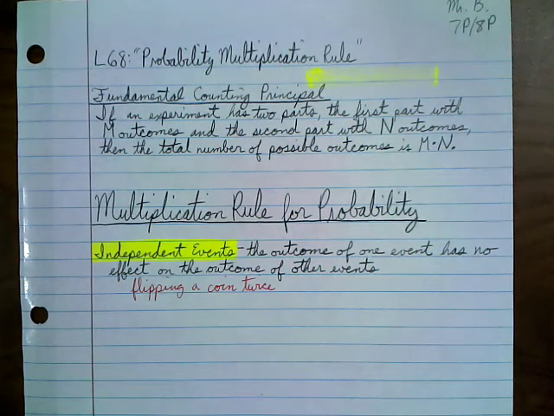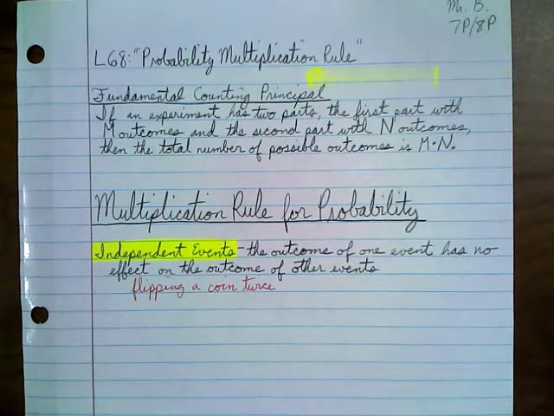So if you flip a coin once, and let's say you get heads, does that make it more or less likely that you'll get heads or tails the next time? Does that change anything about the next flip? No. If you get tails the first time, does that change anything about how likely it is to get heads or tails on the second flip? No. So the second flip does not depend at all on whatever you got in the first one.